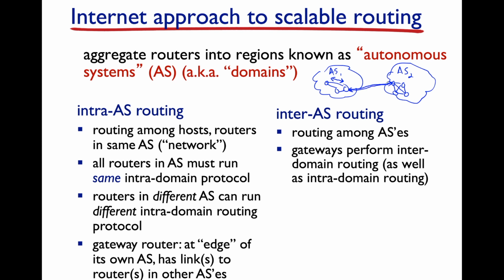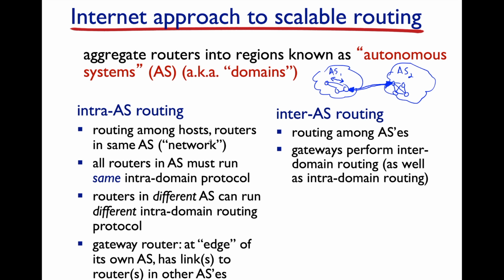that router in AS2. Now, within an autonomous system, it's as we had learned or as we had discussed when we talked about link state routing and distance vector routing. And this is so-called Intra-AS routing. Intra-AS routing concerns the routing among hosts and routers in the same network, or in this case, the same autonomous system.